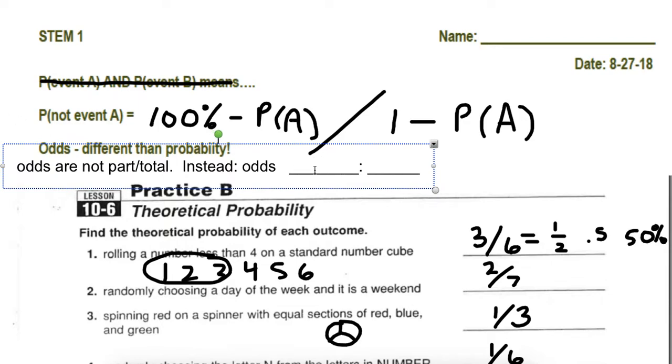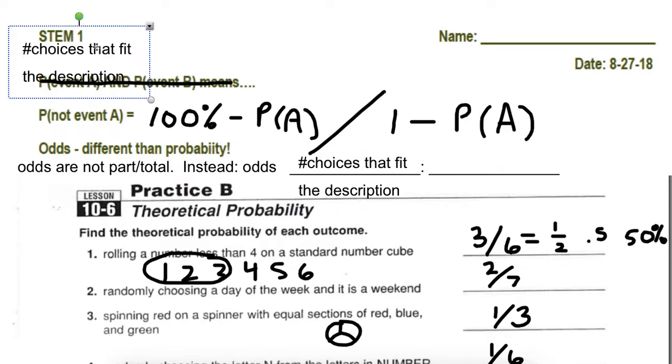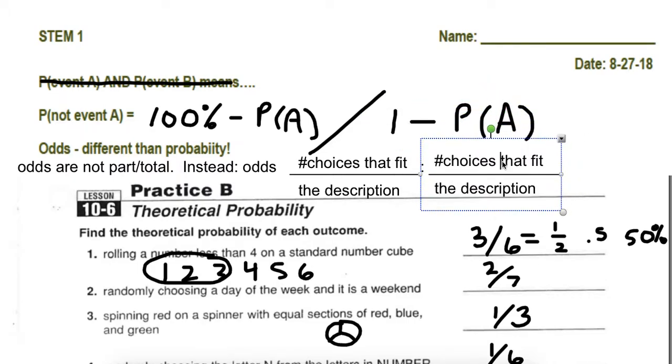Okay. The first blank, I'll make this a little bigger so I can write in there. The first blank that you're going to see here represents the number of choices that fit the description. So whatever the problem is describing, the number of choices that fit that description go in the first blank. Okay, and then in the second blank will be the number of choices that do not fit the description. In other words, all the other choices. How many of them there are.